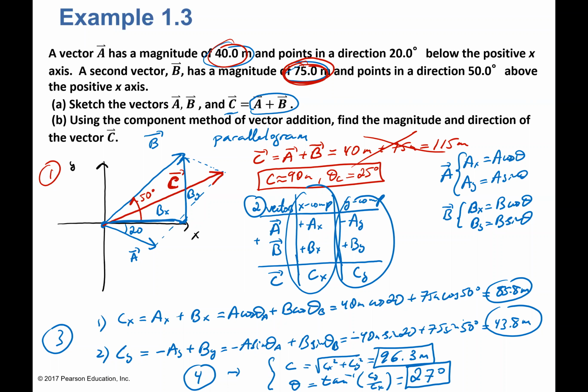You can see 96.3 meters and 27 degrees is very close to the values that I estimated. So that means you can do the graphical method, estimate the values, and then calculate using the component method, or vector addition, and actually get those values precisely. All right.